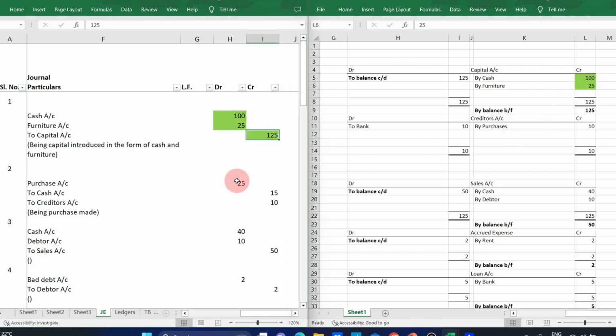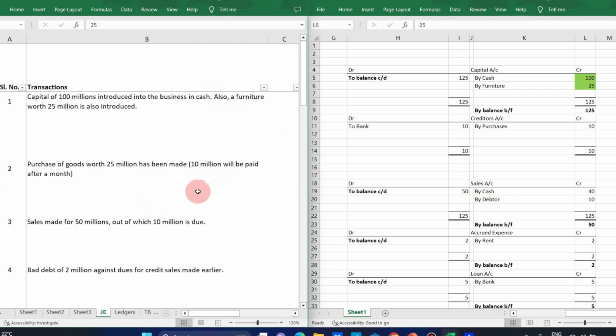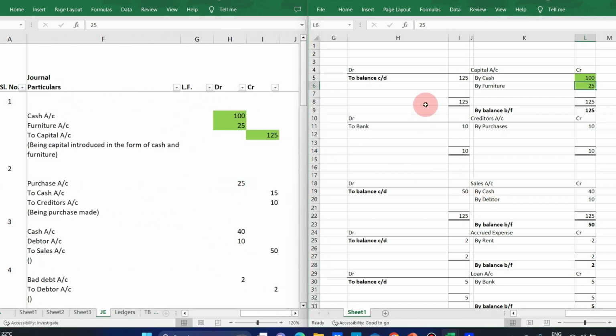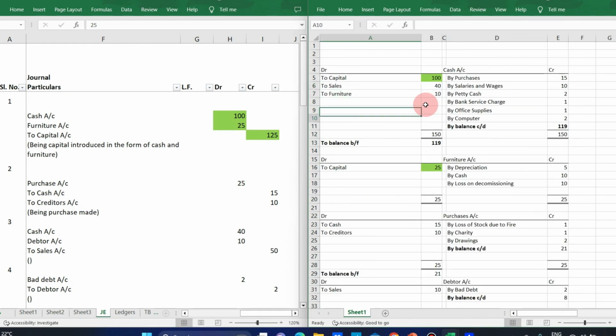Let's go to the next entry. Purchases made for cash and credit. So purchase is 25. Let's check the purchase ledger. Yeah, purchase 15 is being debited against cash and creditor is 10. So here also 25 is purchase, 15 is cash and 10 is creditor.